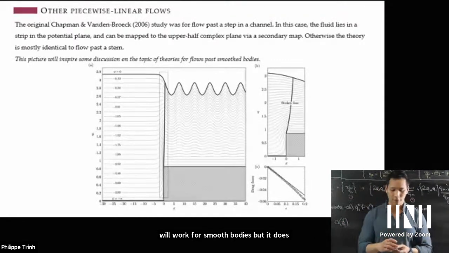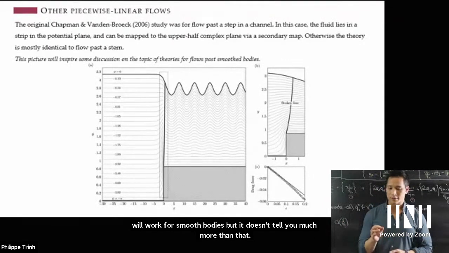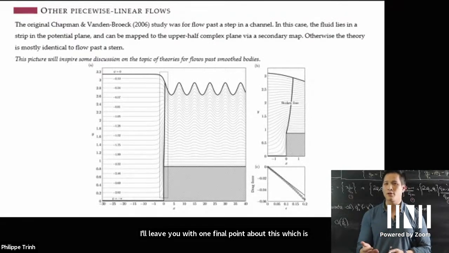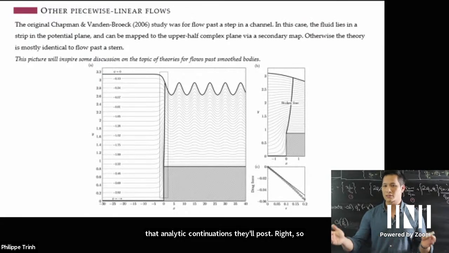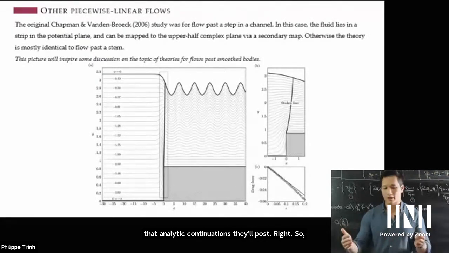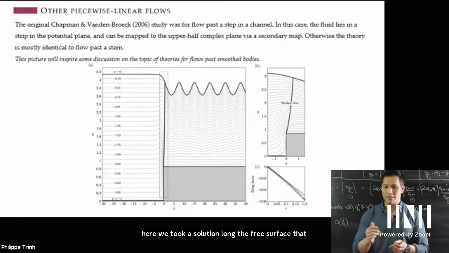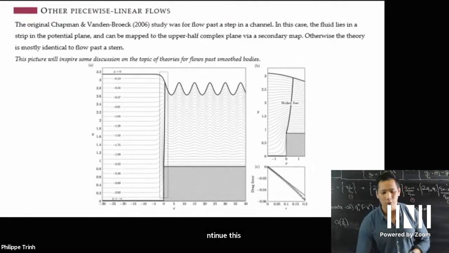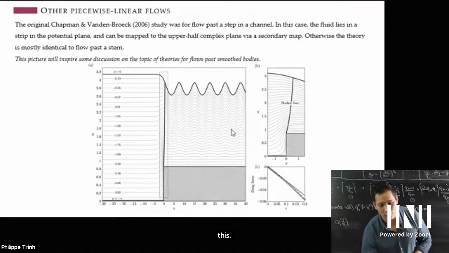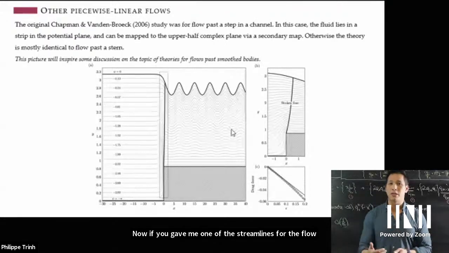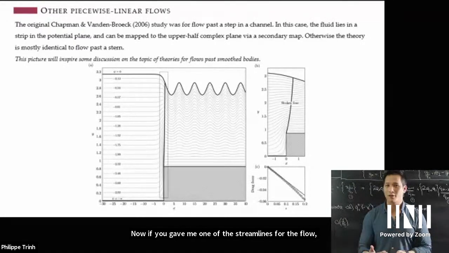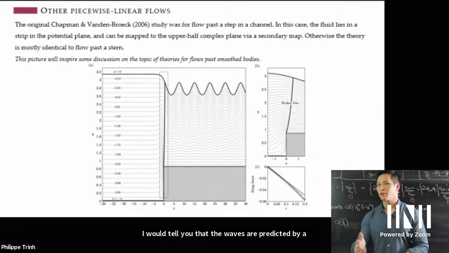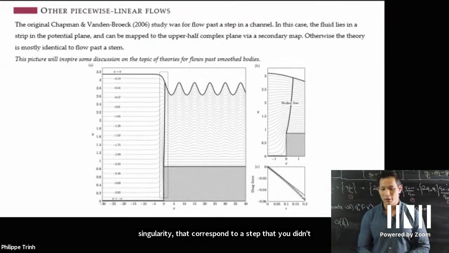And I'll leave you with one final point about this, which is that analytic continuation is ill-posed, right? So here we took a solution along the free surface that corresponds, in this case, to a step, and we said, let's analytically continue this. Now, if you gave me one of the streamlines for the flow, I would tell you that the waves are predicted by a singularity that corresponds to a step that you didn't know existed, right?